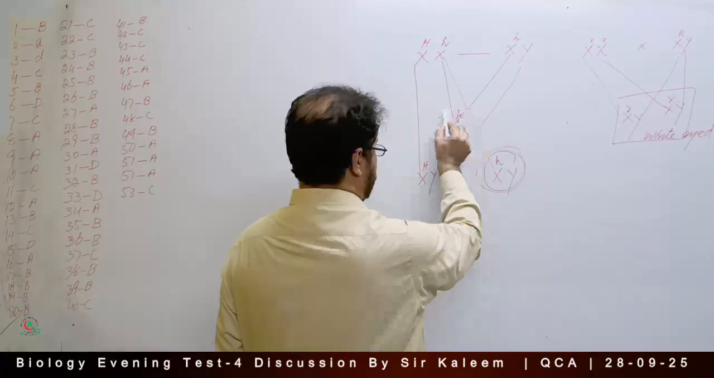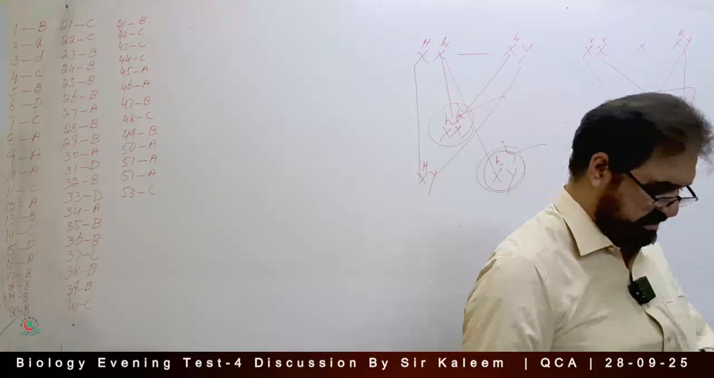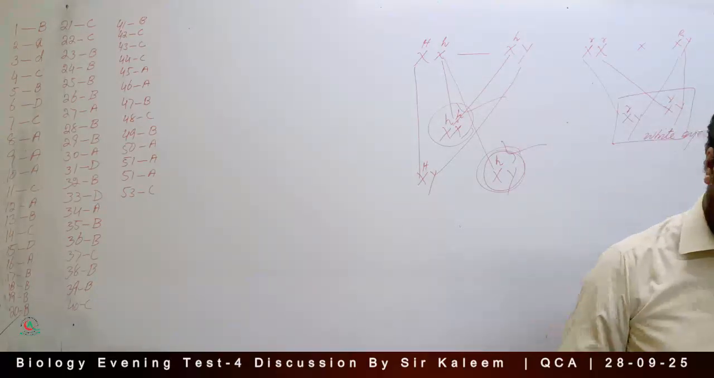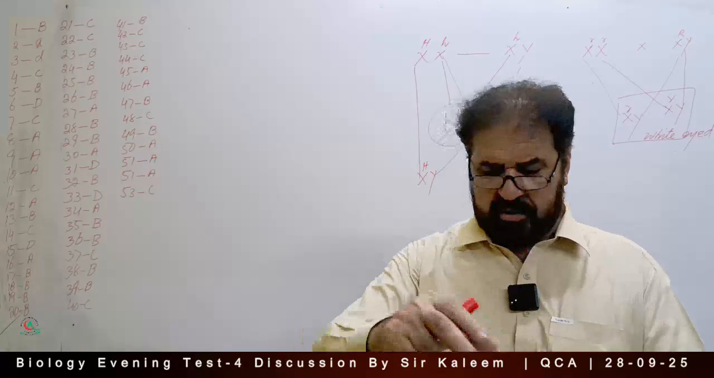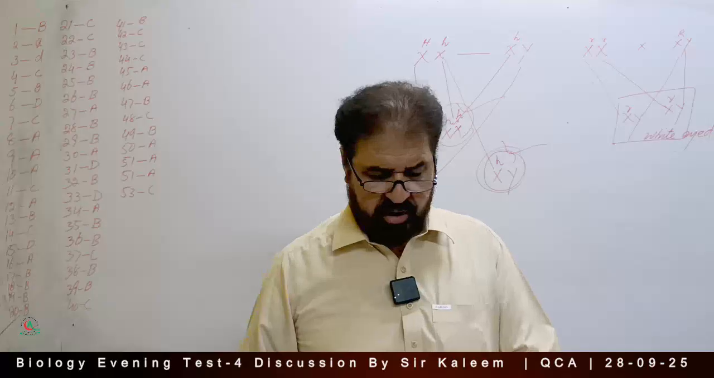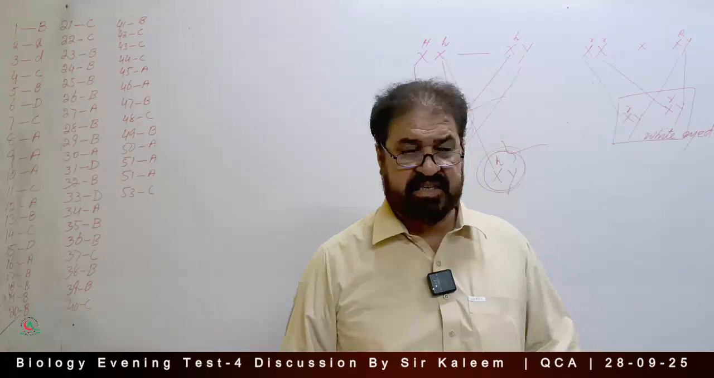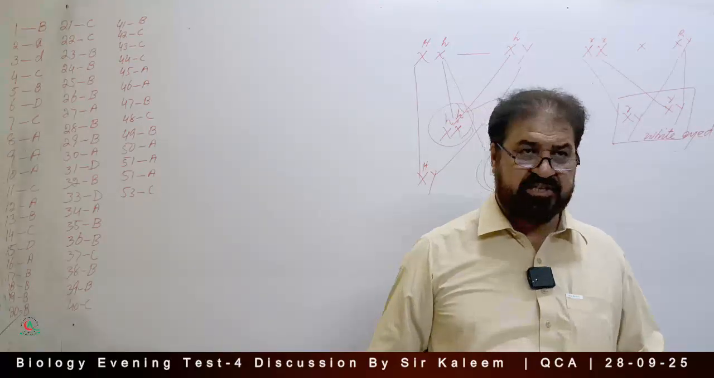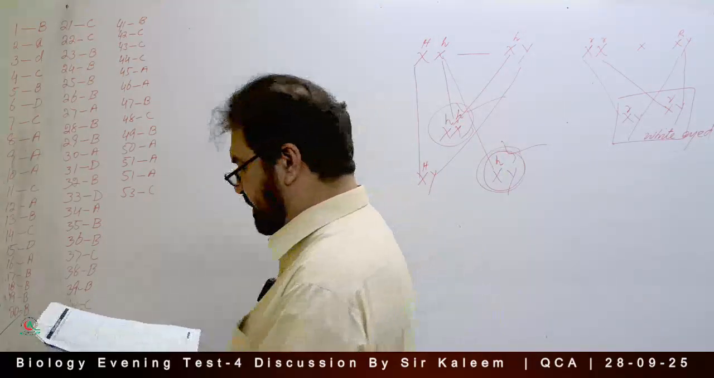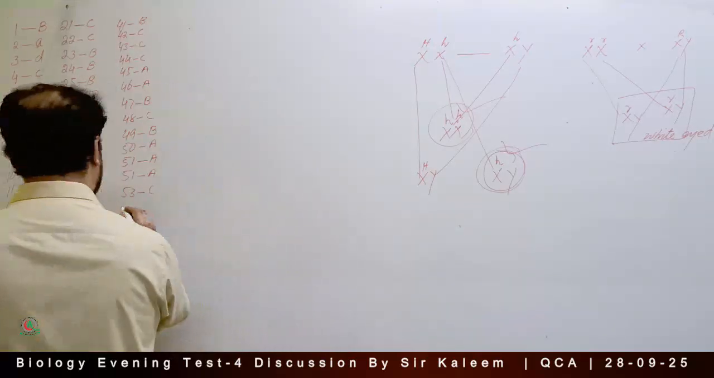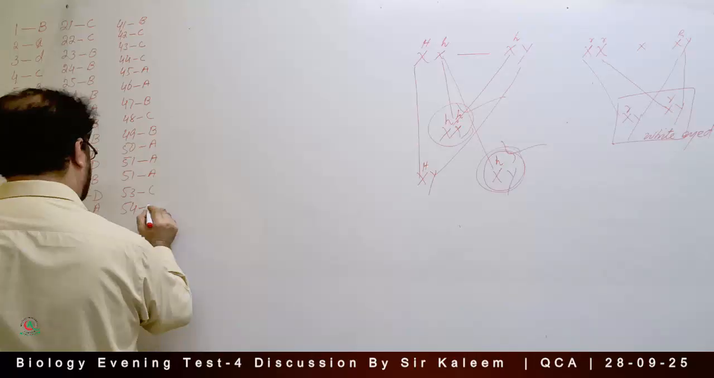So in this case, both daughter and sons will be affected. Question number 54. Which excretory product gives urine its characteristic smell? The smell of urine is due to the presence of ammonia. Option B.